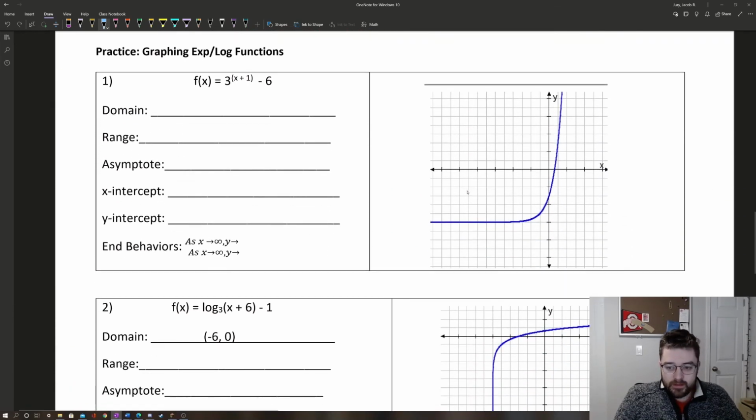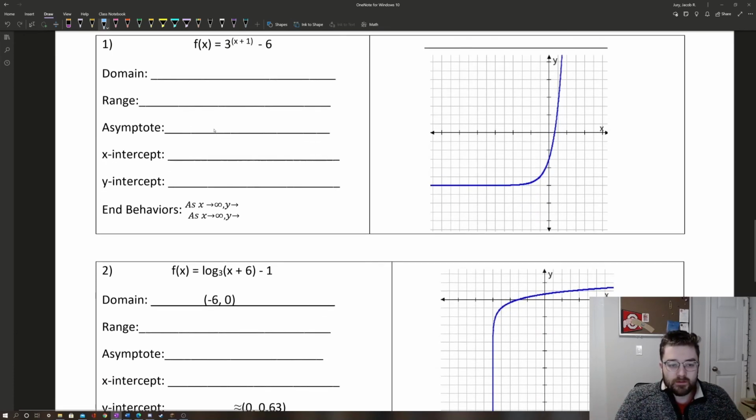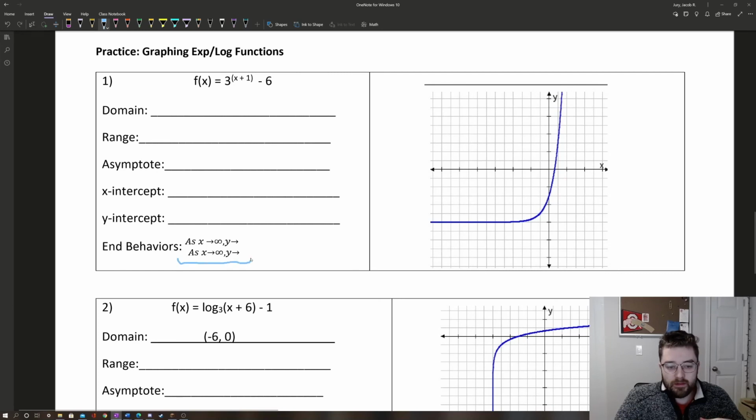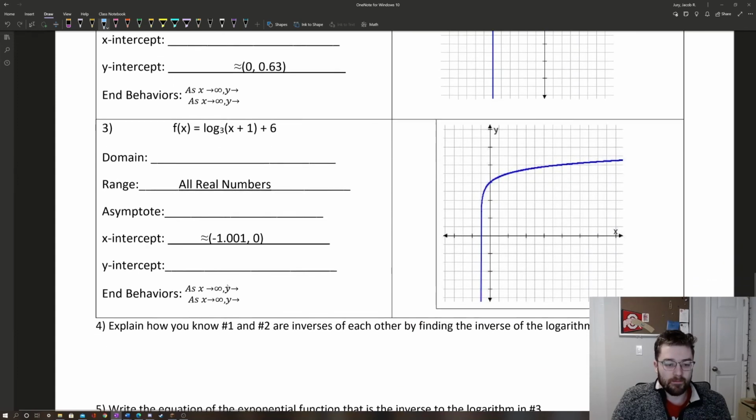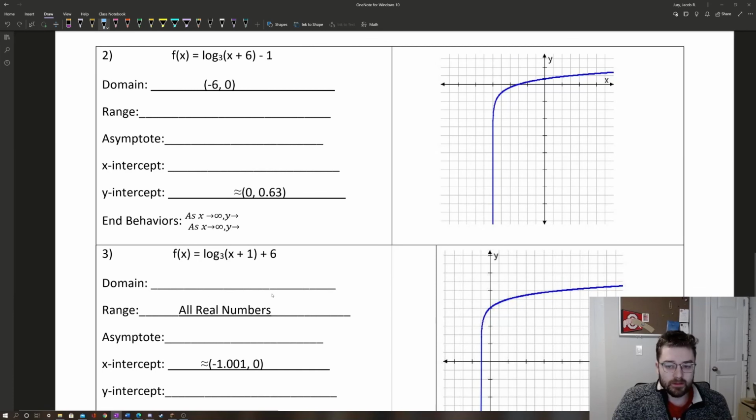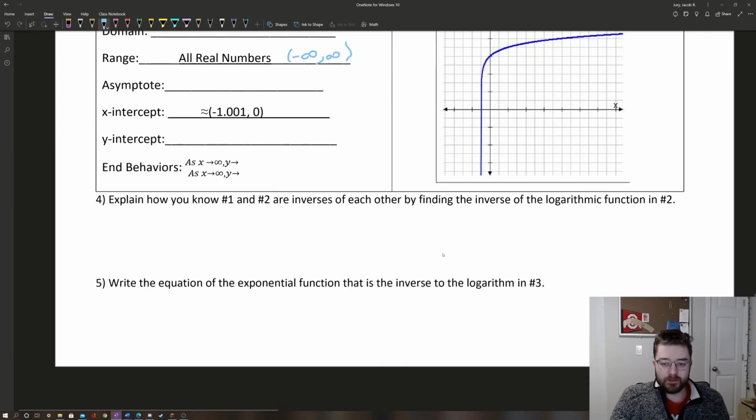Now, when you do this practice, you're just doing a little housekeeping as well. Make sure you're comfortable writing end behaviors. Make sure you're comfortable writing the domain using interval notation. And you have some examples here for those things. I know all real numbers is not interval notation, but if you use interval notation on all real numbers, then you're going to get -infinity to infinity, so that's easy. But try 4 and 5.